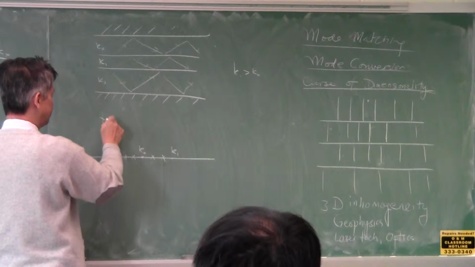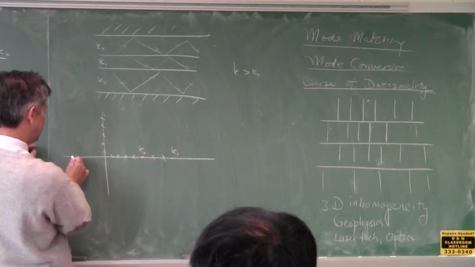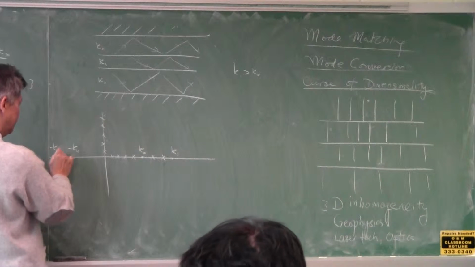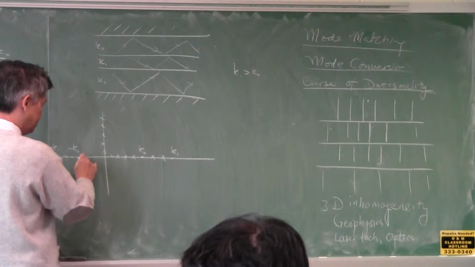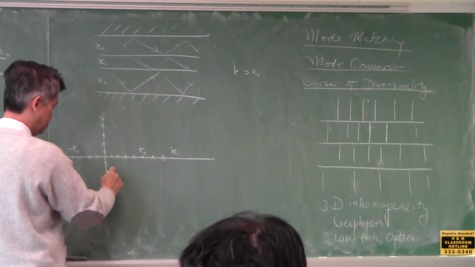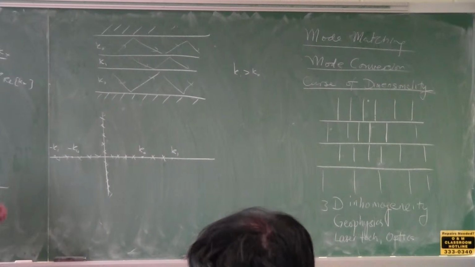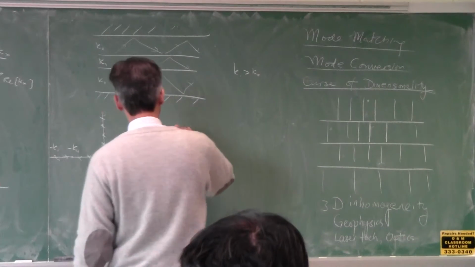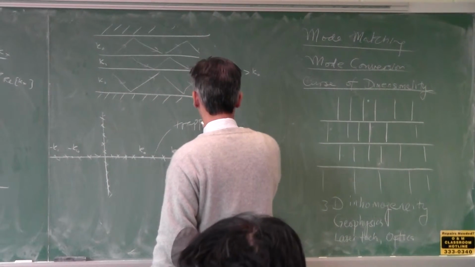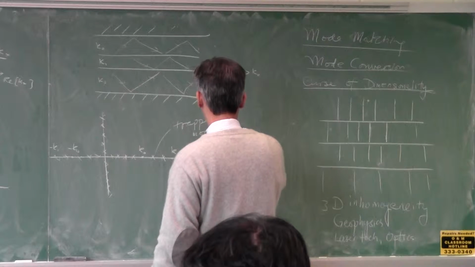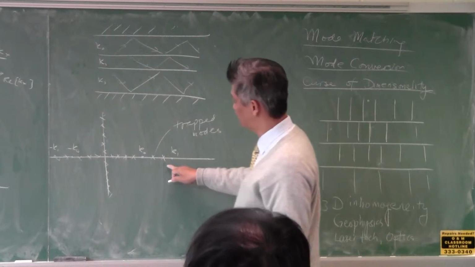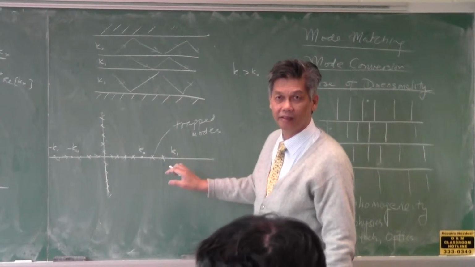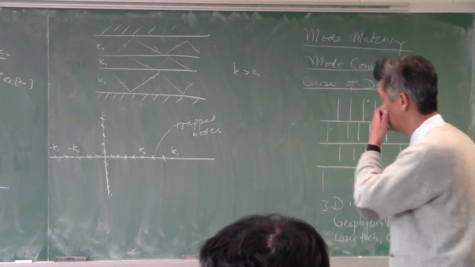But they will be discrete. Okay? And then you have minus K naught, minus K1. There will be a set of modes here. And then these will be the trapped modes inside the dielectric slab, but these are the trapped modes that are outside. And the physics dictates that they will be like that.